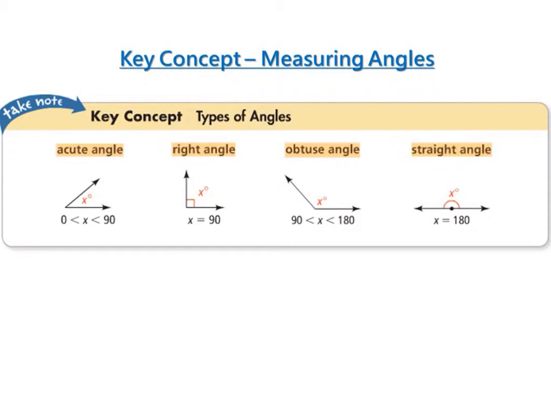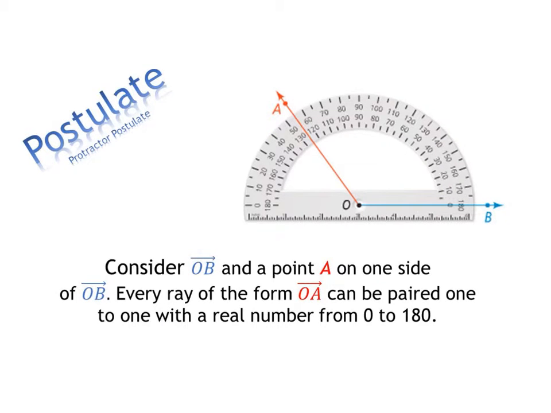Although this protractor postulate looks rather wordy, it's basically saying that if you take this ray OB and lay it on this line, and then you put a point A out here anywhere and make another ray, the angle is going to equal somewhere between 0 and 180 degrees.